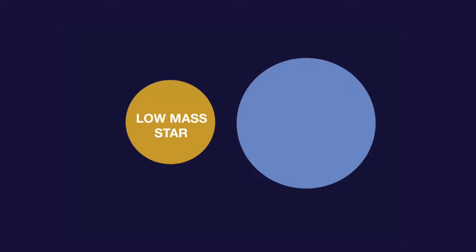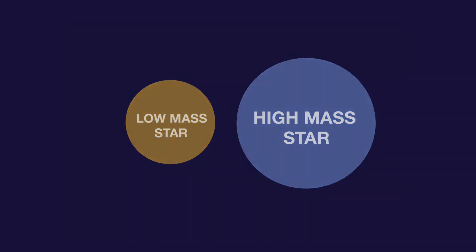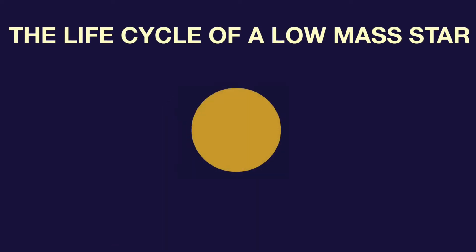However, we know the basic life cycle of a star, and that's different depending on if it's a low-mass star or a high-mass star. But each one starts out the same, in a nebula. In this video, we will cover the life cycle of a low-mass star. The star begins just as we discussed in my last video.